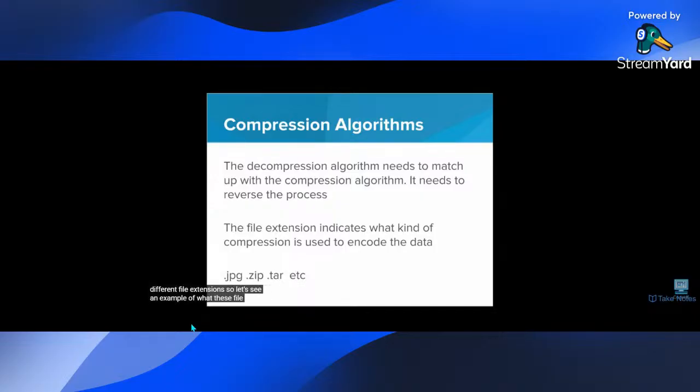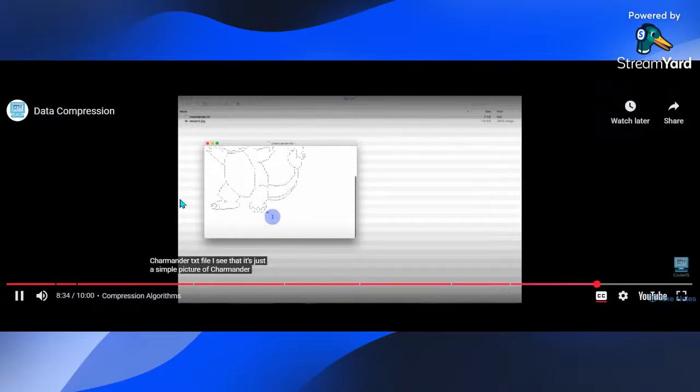So let's see an example of what these file extensions look like on a real computer. Here I have a folder with two simple files. If I open up this charmander.txt file, I see that it's just a simple picture of Charmander, the Pokemon. And what I want to do is compress down this text file to take up less space. You see that right now it's taking up 2 kilobytes of space. But if I simply right-click and say compress charmander.txt, what I get is a zip file. So my computer used the zip algorithm to produce a compressed file. You see this is a lot smaller. It's 597 bytes.